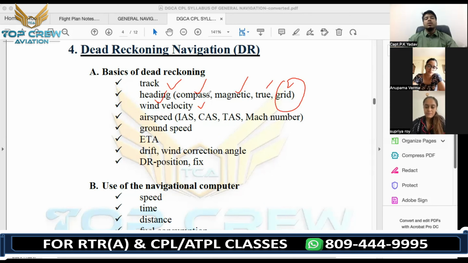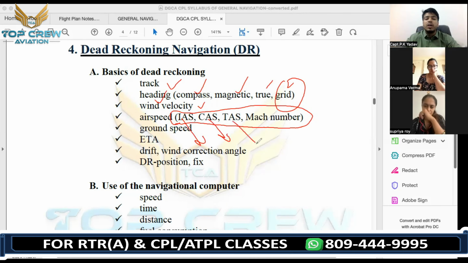Okay, no issues. So speed, what is the speed of wind? It is wind velocity. All right. So speed of aircraft is air speed. Then we would understand what these different speeds are: indicated airspeed, calibrated airspeed, true airspeed, and what Mach number is. And we would also understand in instrumentation which instrument will give all these things.